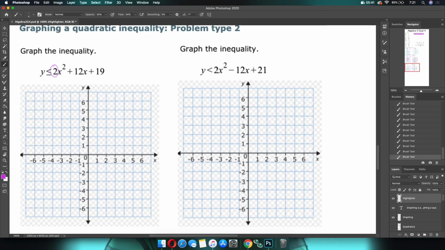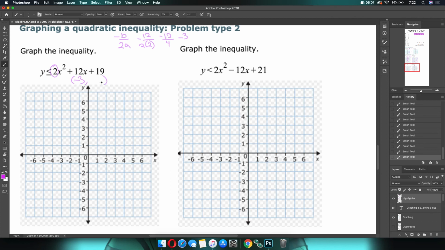So first things first, you can do this one of two ways. The way I have been teaching you guys exclusively in the video tutorials is you're going to be doing opposite b over 2a. So that's going to be negative 12 over 2 times 2, which is negative 12 over 4, which is negative 3. So my vertex here is going to be negative 3 comma something.